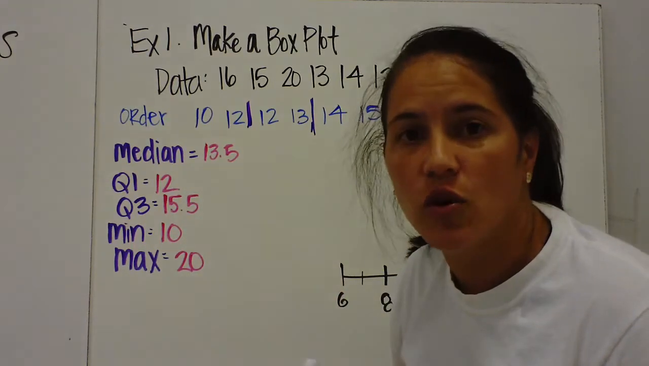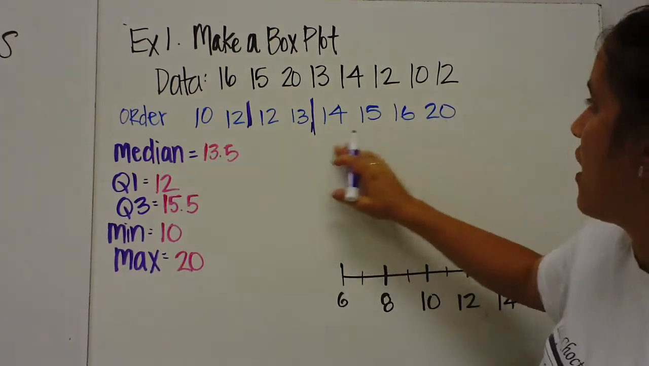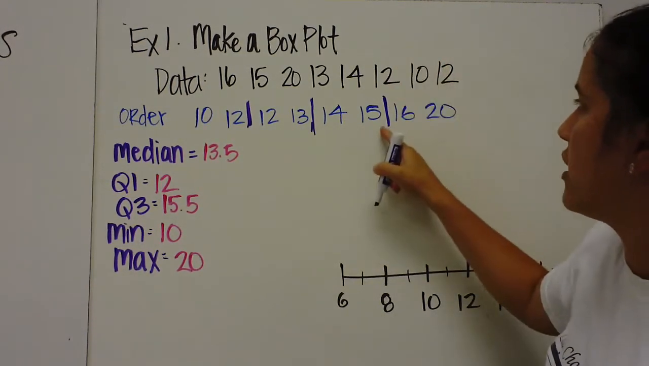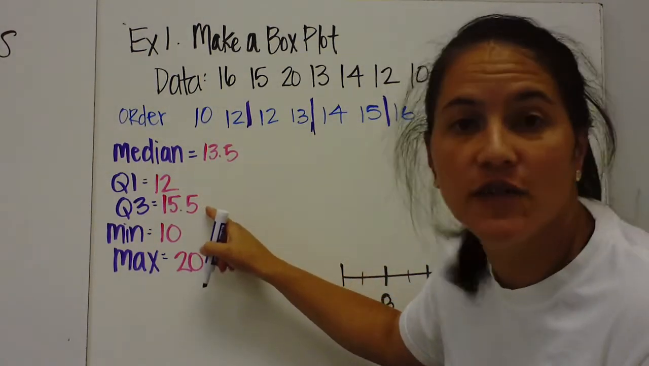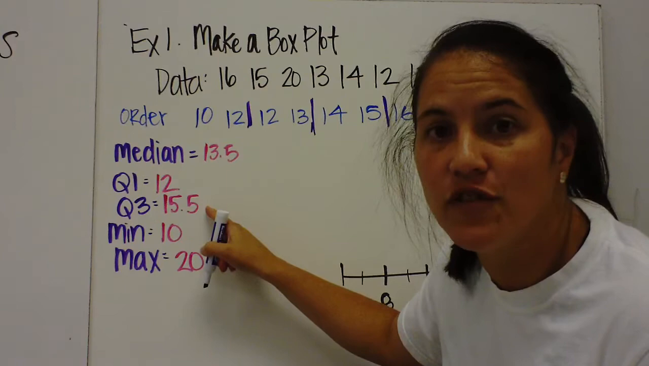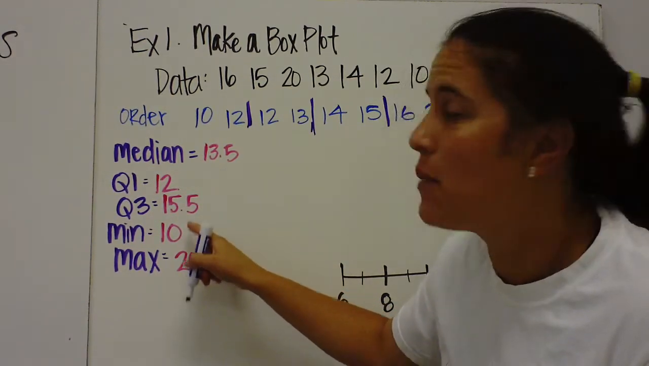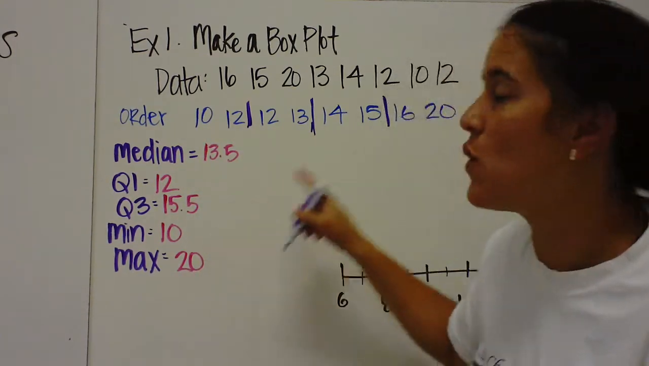To find the third quartile, we do it with the second half of the data. So we come over here, and we have 14, 15, 16, 20. And so the half would be right here between 15 and 16. So the third quartile is 15.5. That's in between 15 and 16. The minimum number is 10. And the maximum number is 20.